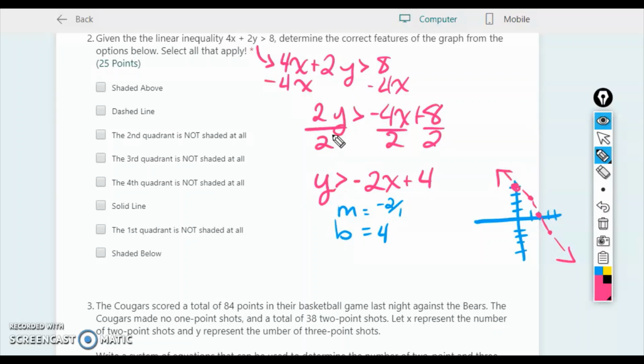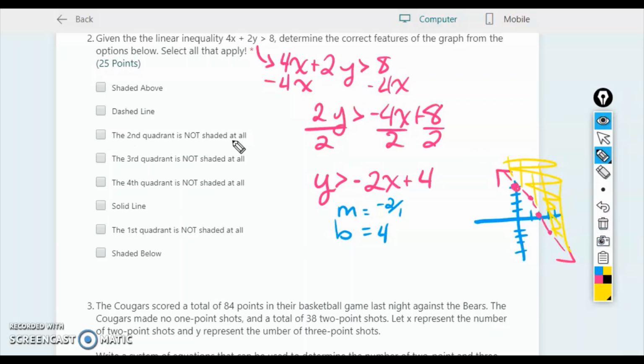And since y is greater, I want to know where all the y values are greater. So that means I would shade above this line. So all these values over here are solutions. Any point that's on the line is not a solution. Okay, so I want to know, is it shaded above or below? Am I going to have a dashed or solid line?